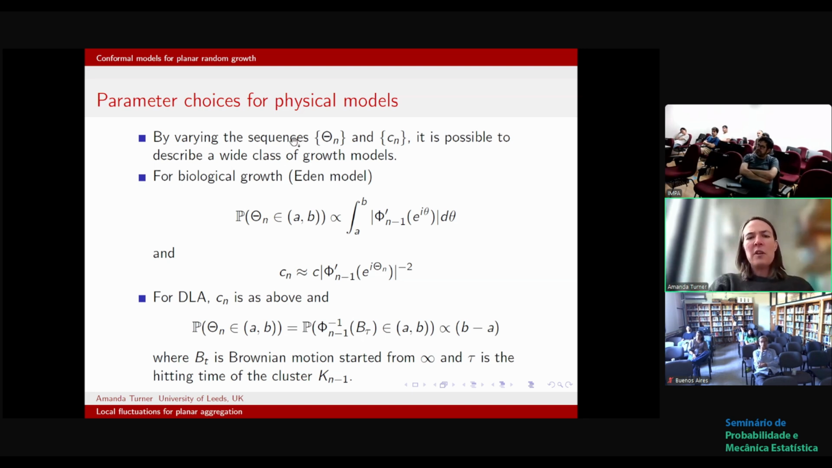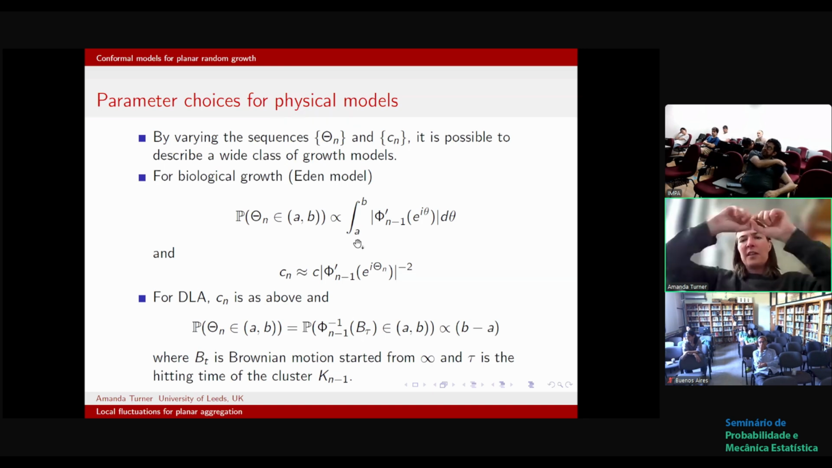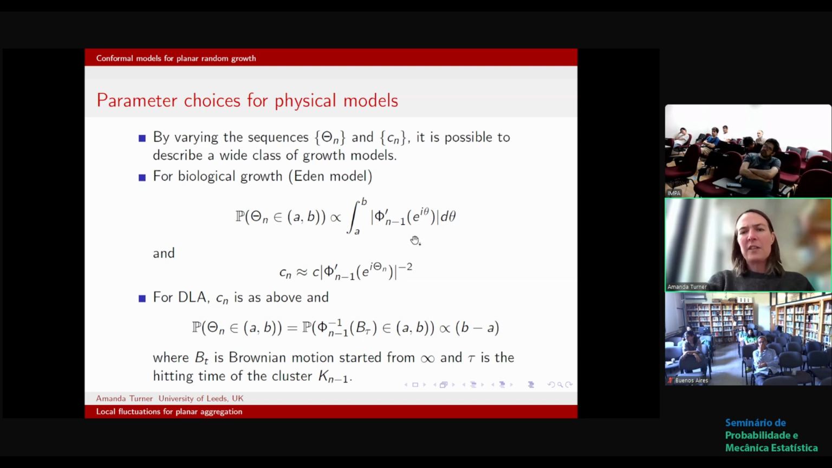So we want to pick our angle theta n in such a way that the probability of theta n lying in a particular region is proportional to the arc length of the cluster between these two points A and B. And using arc length computations from calculus, this is the computation for the arc length of our cluster between these two points, e to the iA and e to the iB.